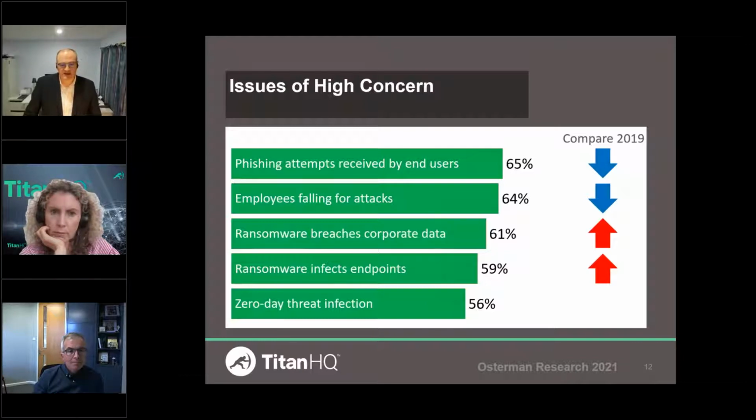This survey was run in 2019 as well, and when I looked back at the data points from the 2019 survey, in comparison, the two issues around phishing and employees falling for attacks had declined in importance, or in terms of how much concern people put on it. That's the right way to say it. The ransomware issues, which in this survey are 61 and 59, had increased in terms of the levels of high concern that people were experiencing.